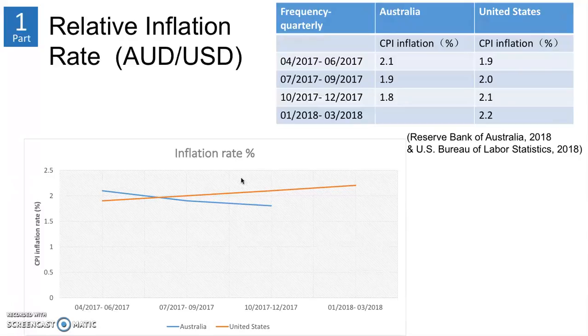In order to compare inflation rates easily, we make a line chart based on this data. The blue line represents the Australia inflation rate and shows a downward trend. The red line represents the US inflation rate, which shows an upward trend. After the second quarter in 2017, the inflation rate in the United States became higher than that in Australia.